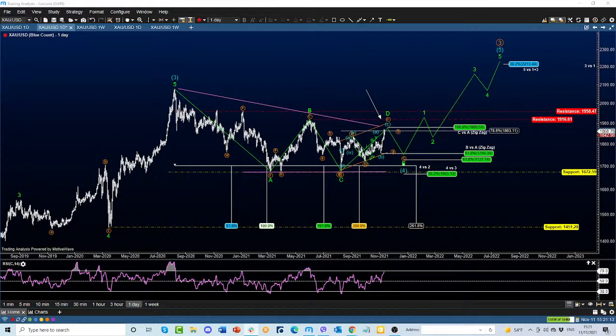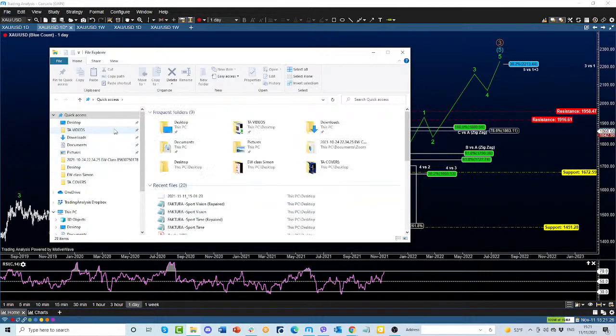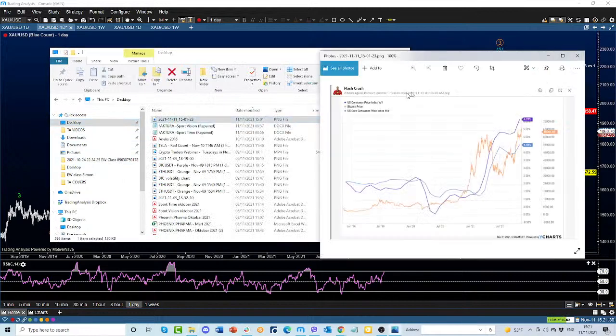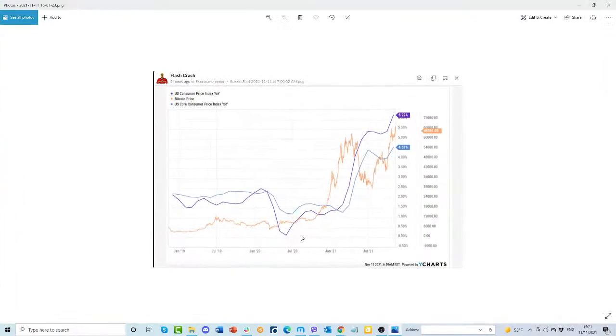So actually Todd showed this chart of the CPI and some other CPI core and CPI regarding the Bitcoin. So I'm going to show you that chart, very interesting chart, and you will see it here. And basically they're working in synchronicity.